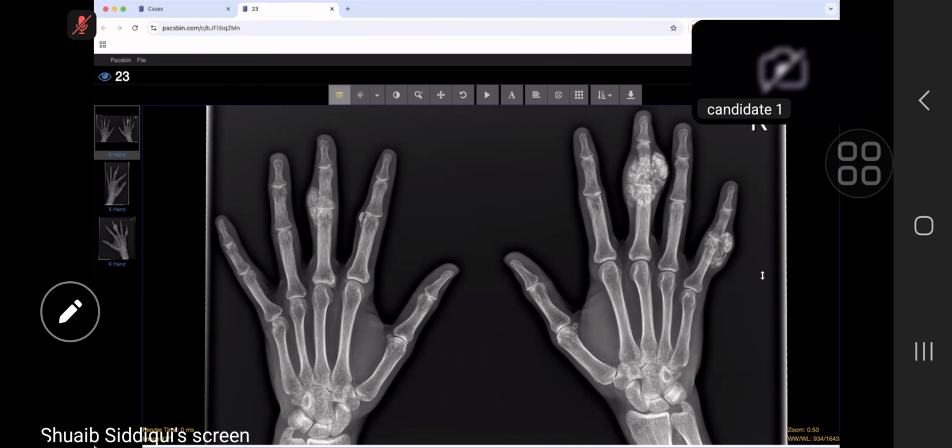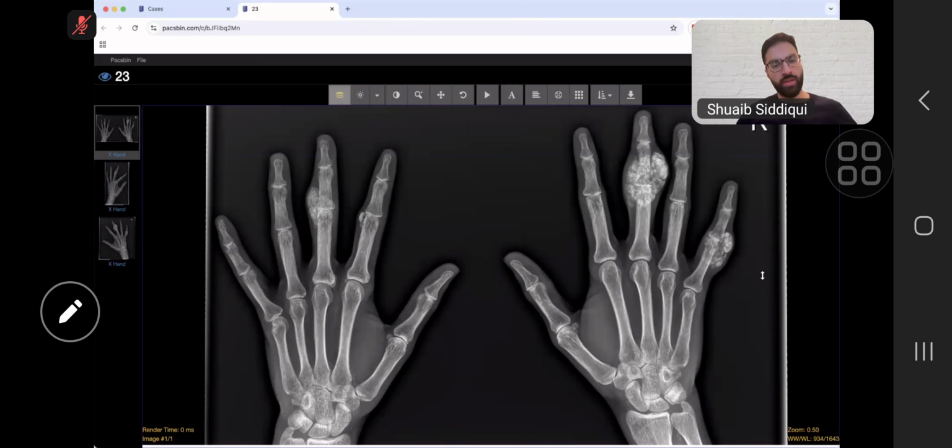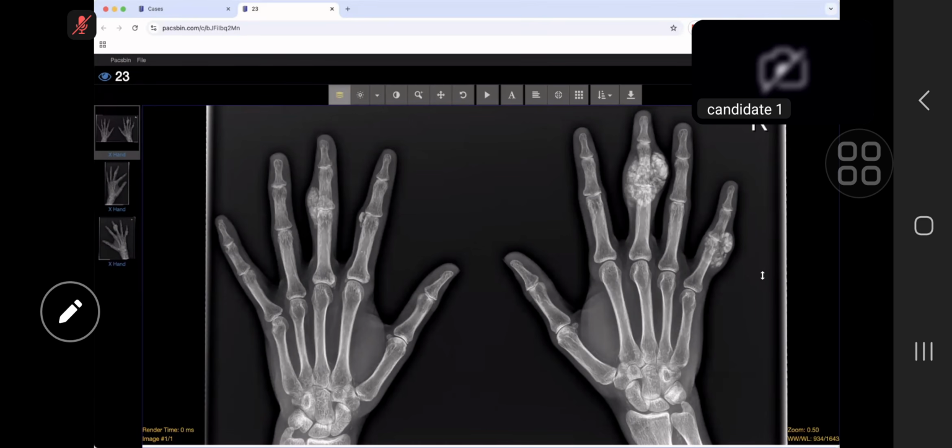Okay, then can it be SLE? I'm just putting in the possible differentials that are associated with soft tissue calcifications. So just give me your final list of differentials, please. On the top, I would like to put scleroderma, but like you have been saying, they are not in the... It can be scleroderma, it can be SLE, it can be due to renal osteodystrophy.